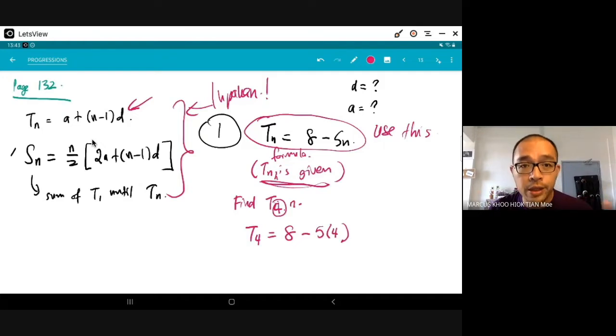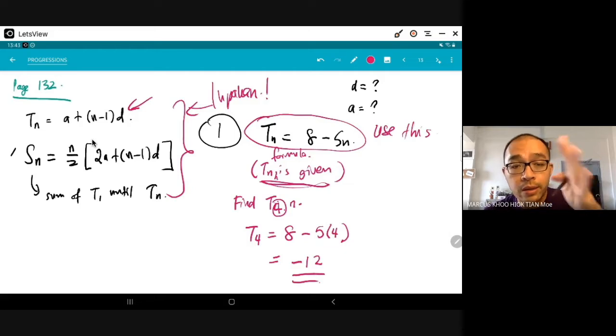Kalau if they give you a Tn, use this. And this is a very easy answer. Okay, 8 minus 20 will be negative 12. Senang kan? Don't even need to find this one. So you know that T4 is negative 12.